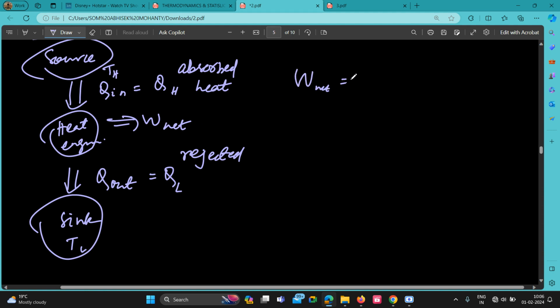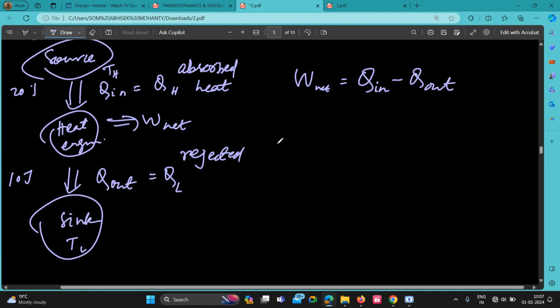W net will be Q in minus Q out, isn't it? For example, 20 joule comes in. Some work is done now. 10 joule is getting ejected. So the whole work done is what? 10 joules. So in minus out, not out minus in, because at the end it will be less.